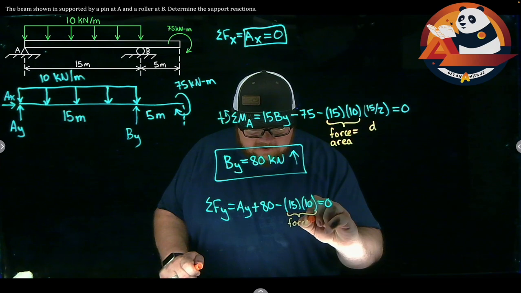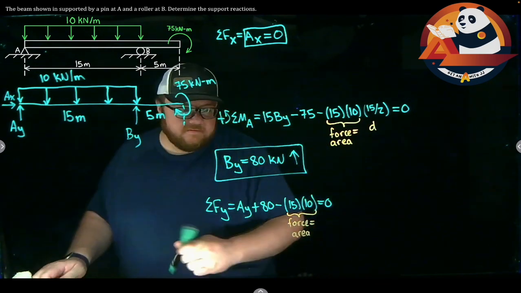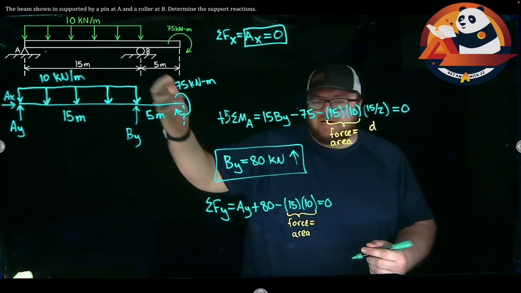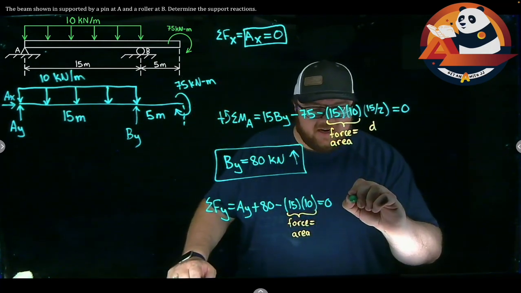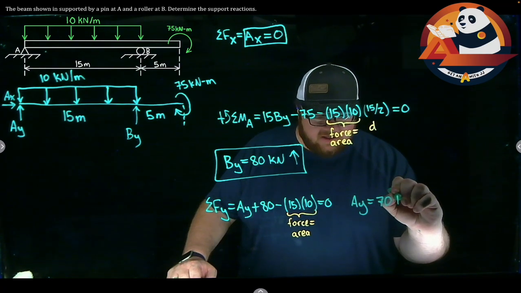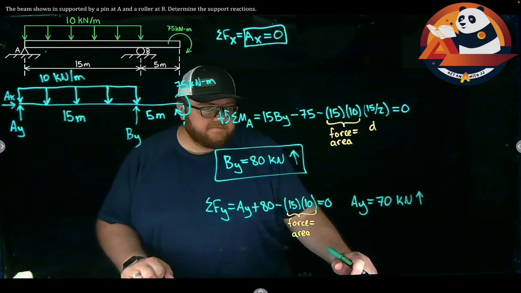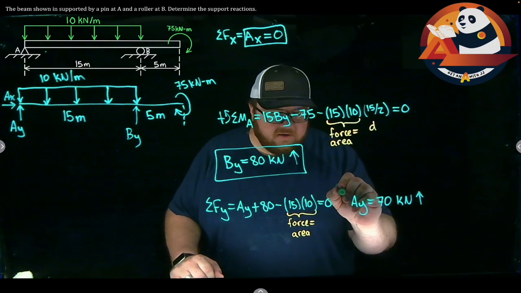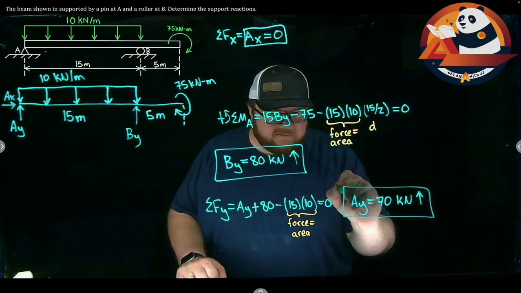And again, force equals area for a distributed load. So that's where this is coming from. 15 times 10. Base times height, area of a rectangle. But I can solve for Ay from this one. I should get here that Ay works out to be 70 kilonewtons. And it's going upwards. I get a positive number out from this equation. I assumed the correct direction matches my free body diagram. It's going up. That's my final answer for our problem.